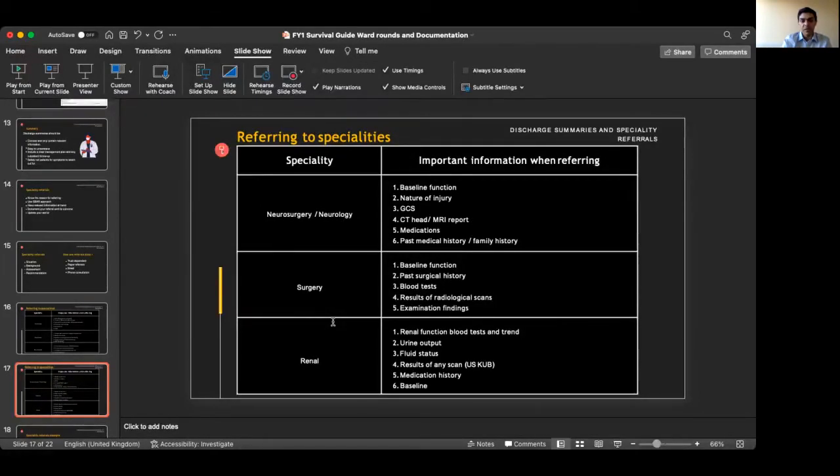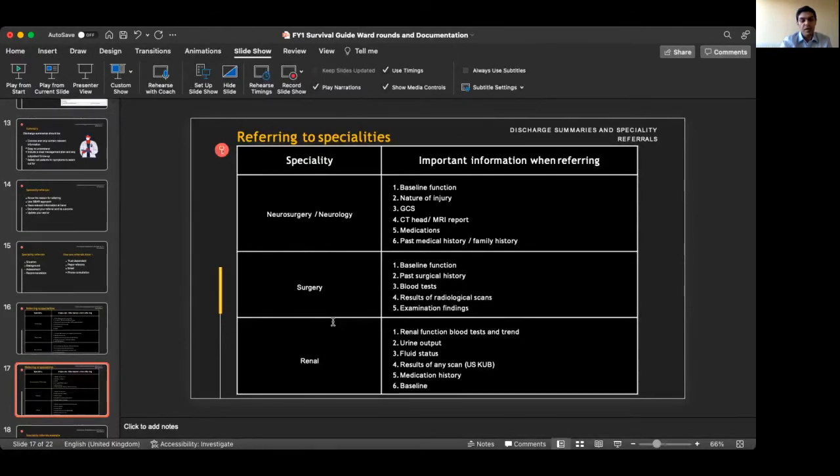Any relevant past surgical history, any operations they've had in the past, the blood tests, and any results of any radiological scans this patient has had. And lastly, any examination findings. So when examining the abdomen, what did you find? Or is this patient peritonitic, for instance? So it will help them decide the urgency of them having to assess this patient.